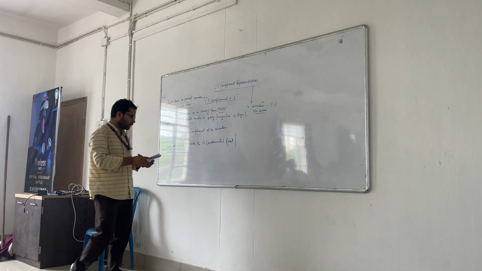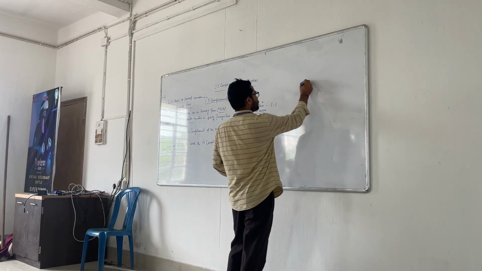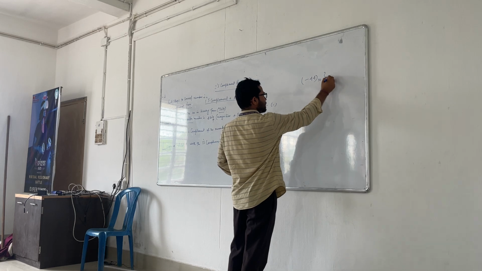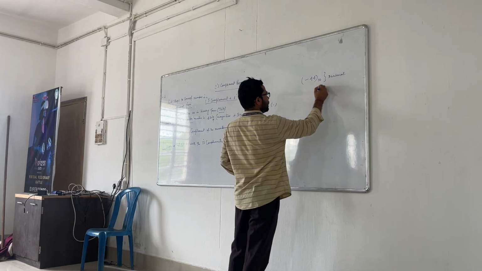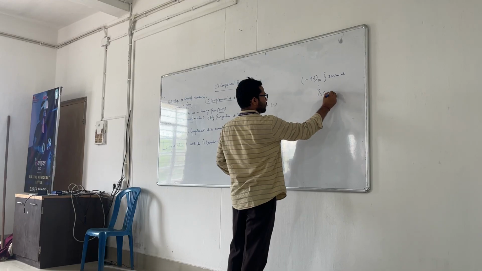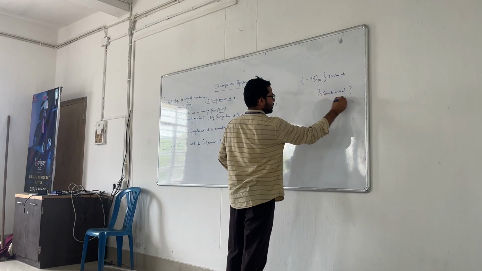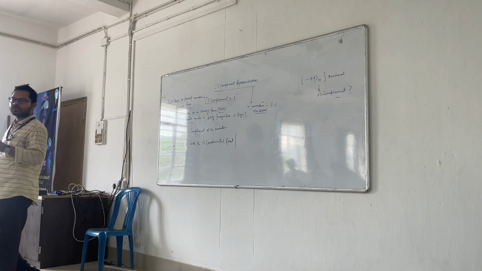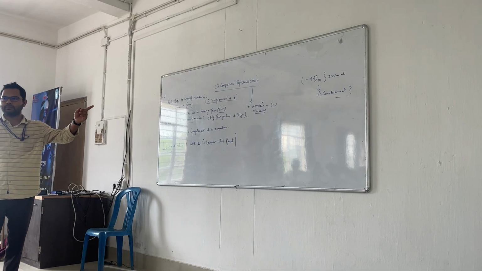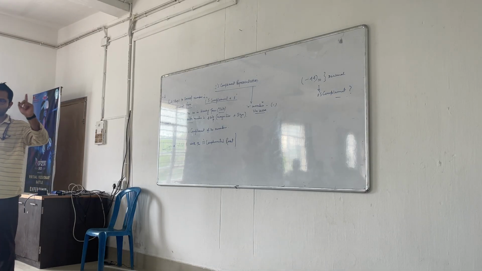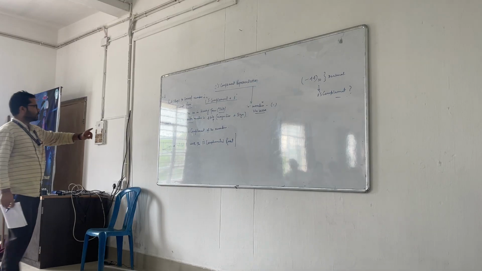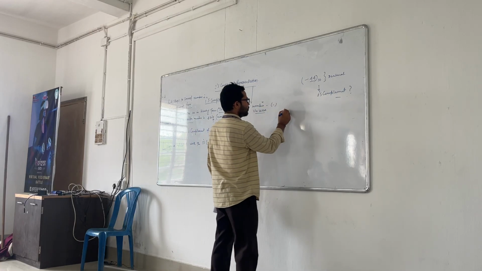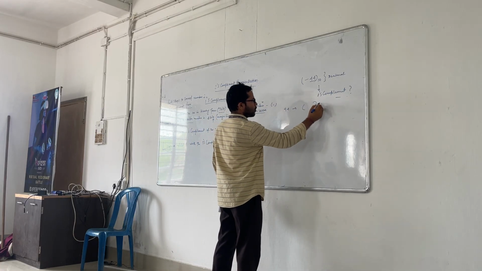So let's see one example. Minus 44, base 10 because it is in decimal. Find out its two's complement form of the given number. The number is negative, but we have to consider the positive one. That's why first identify the magnitude part. The magnitude is 44. So 44, its binary equivalent is what?